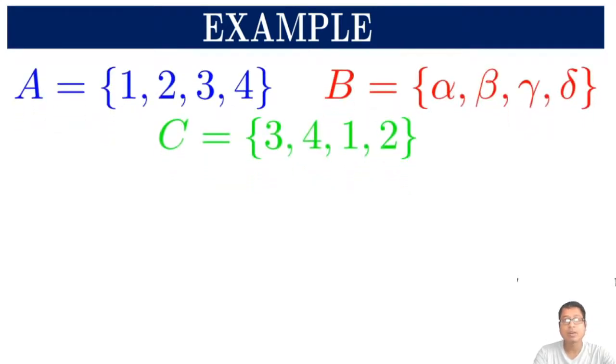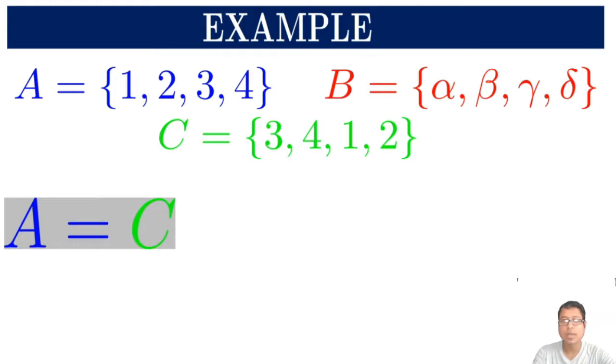Suppose A consists of 1, 2, 3, 4, B consists of alpha, beta, gamma, delta, and C consists of 3, 4, 1, and 2. Now, if you observe A and C, the elements of A and the elements of C are exactly the same. So from here we can say A and C are equal sets. But if you observe A and B, they contain the same number of elements, not the same elements, so A and B are equivalent.